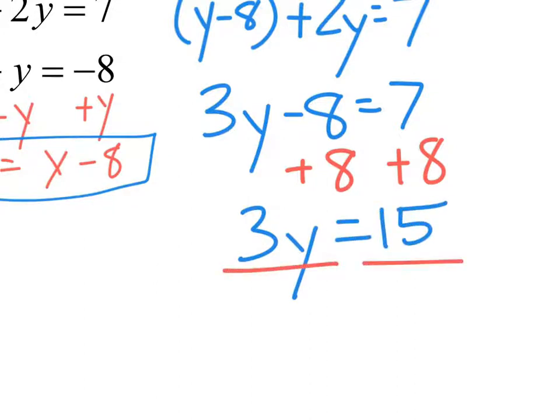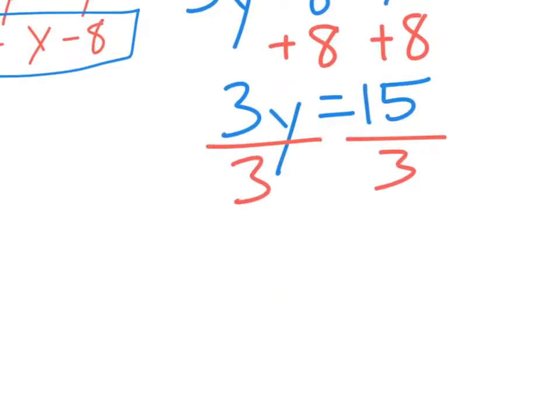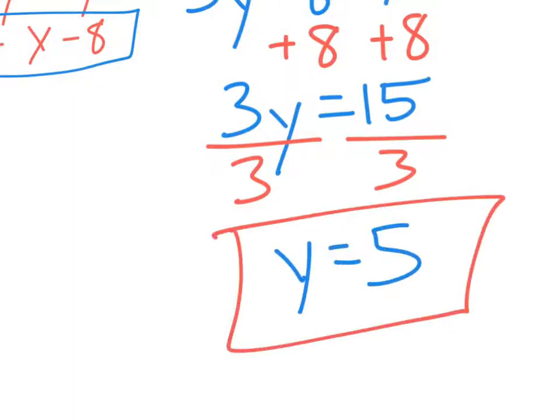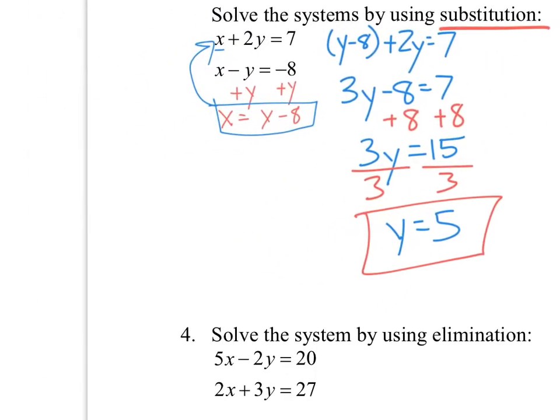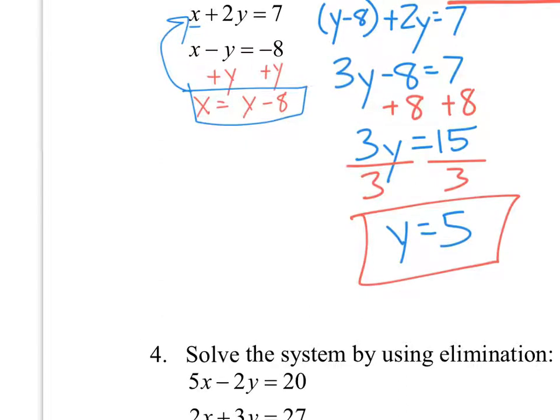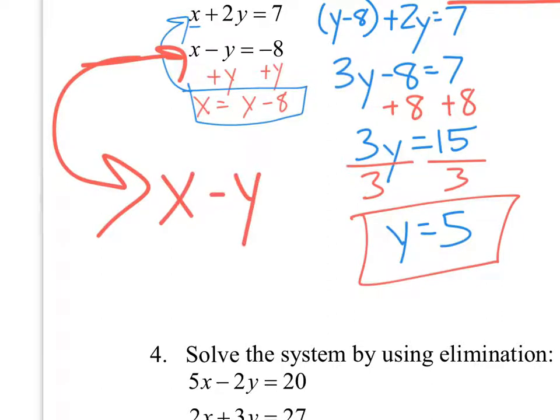Let's cancel out the 3 by dividing both sides by 3. Again, the inverse operation by division. And that's going to mean that y equals 5. Great, so now we know the value of y. We've got to figure out what the value of x is. So we're going to take y, and we're going to go back to this equation, and let's extract this one right there. So we're going to take that linear equation: x minus y equals negative 8, right?